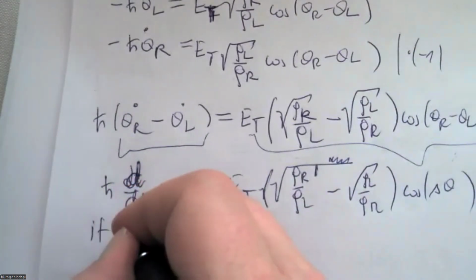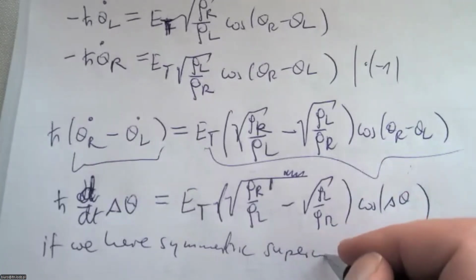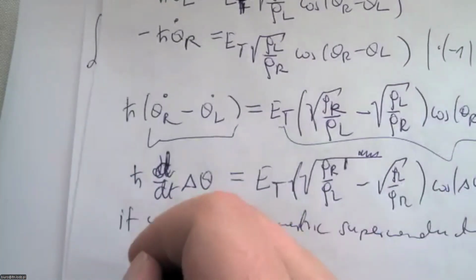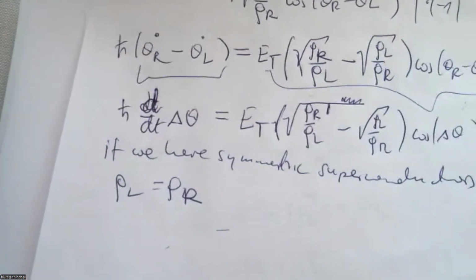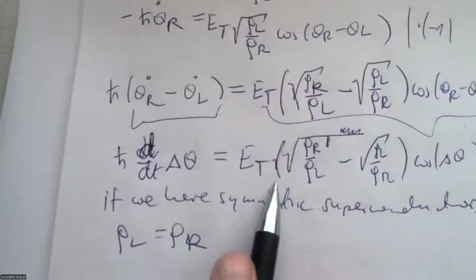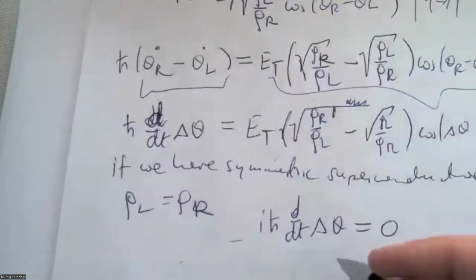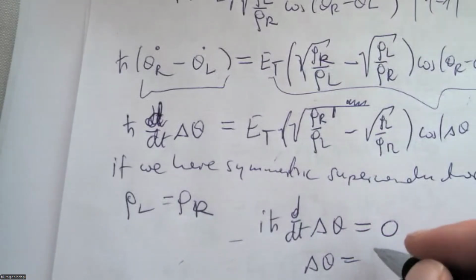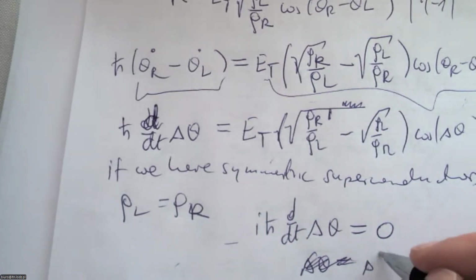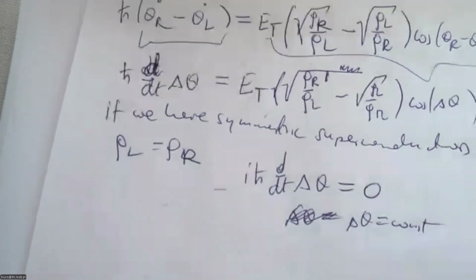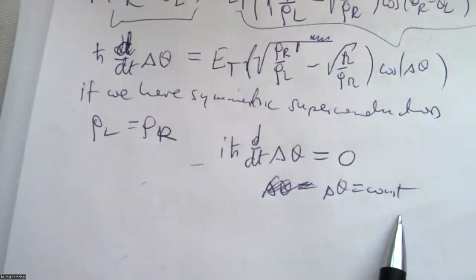But if we have symmetric superconductors, or the density of Cooper pairs on the left and right side is equal, right? Wojciech, do you agree? Yes. In that case, this simply means that the dynamics of phase change is 0. So the phase is preserved. So this means that the phase difference is constant, it's not changing, right? Yeah, for symmetric superconductors, right?